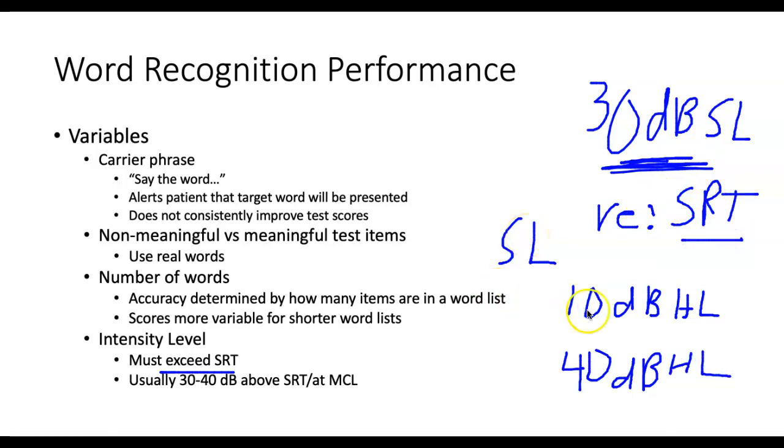So if I tested somebody at, okay, I got an SRT of 20 dB and I tested them at 30 dB SL, I would be testing them at 50 dB HL. So your sensation level is above your SRT, and it's basically you add that amount, okay? And we'll do more on that.